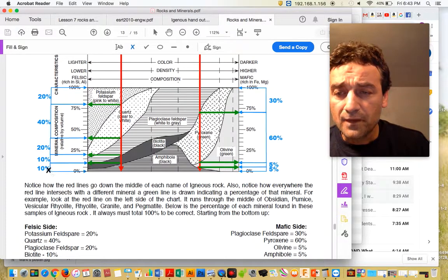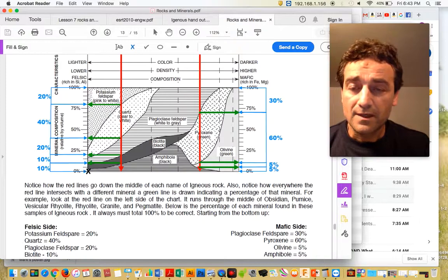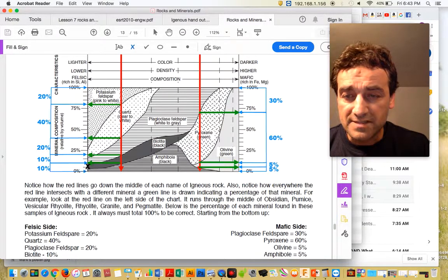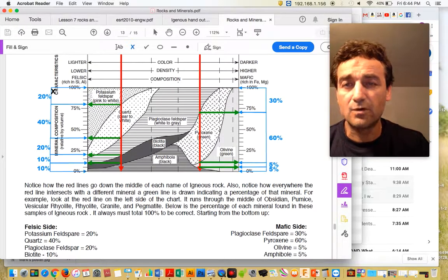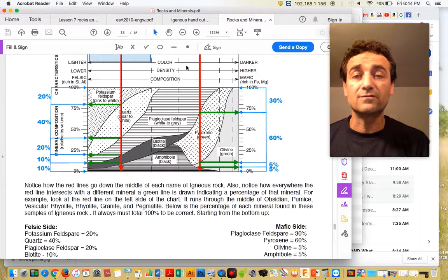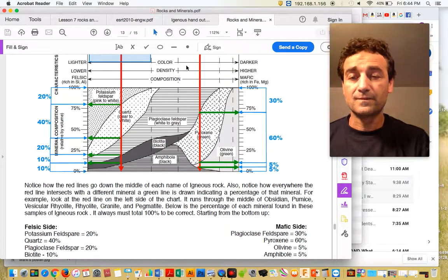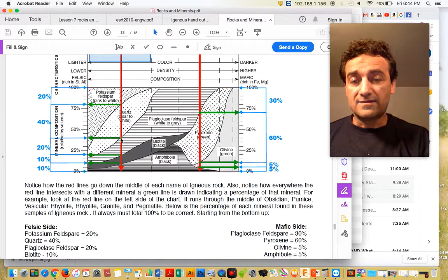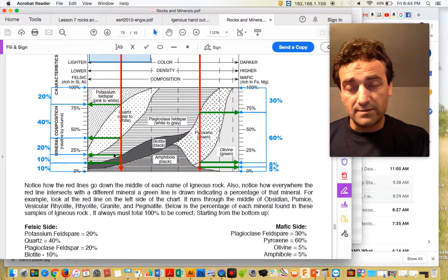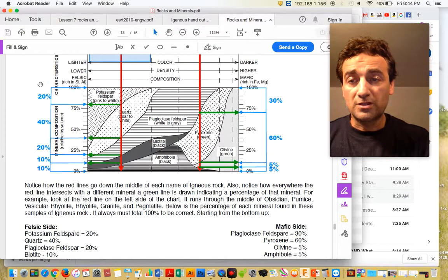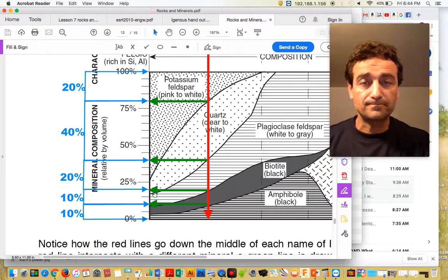Anyway, so here we are. Each line is worth 5. So that's 0, 5, 10, 15, 20, 25, 30, 35, 40, 45, 50, 55, 60, 65, 70, 75, 80, 85, 90, 95, boom, 100. Okay, that's everything that would be in a rock. Since this line goes down the middle, and I drew the line everywhere it meets, we're going to see what the percentages of each one of those are.